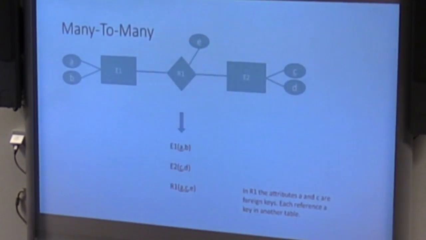So this is something that you create in your SQL server. You start off with your entity E1. You have your attributes A and B.